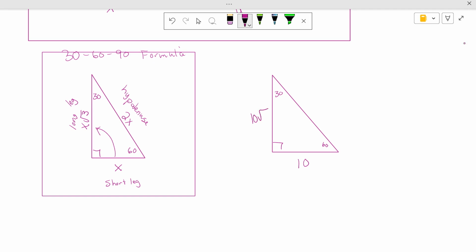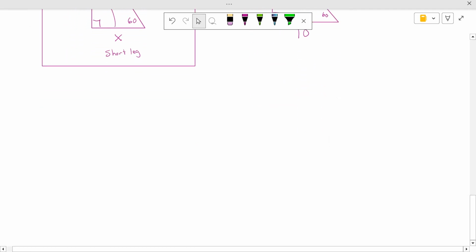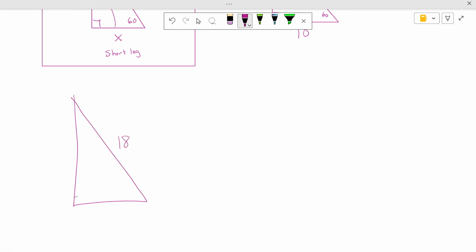10 square root of 3. And how long is the hypotenuse going to be? 20. Easy peasy, lemon squeezy, right? What if you're given the hypotenuse as 18?